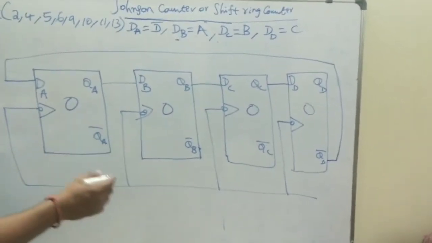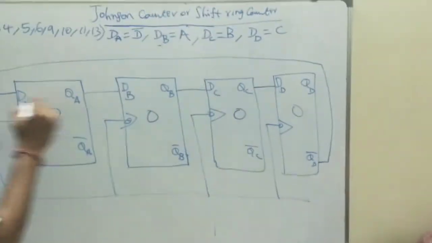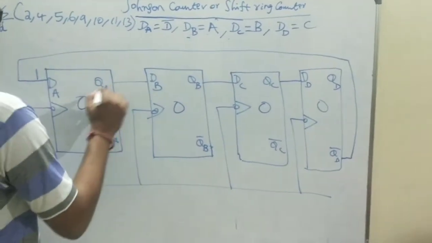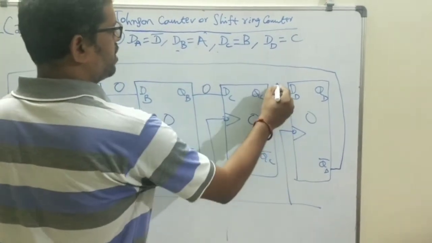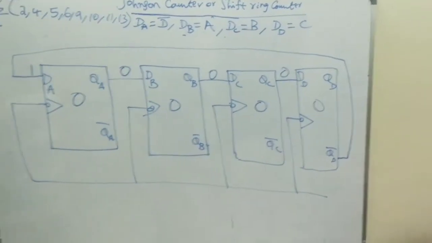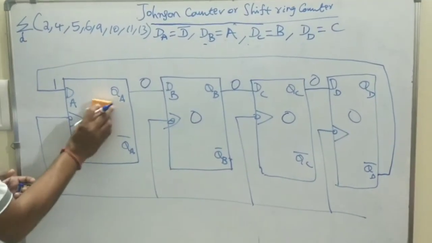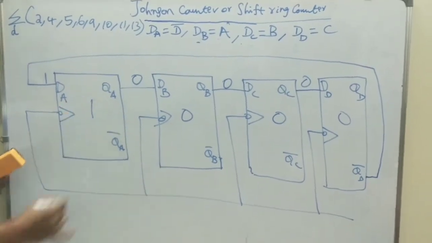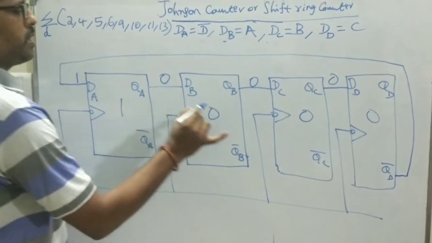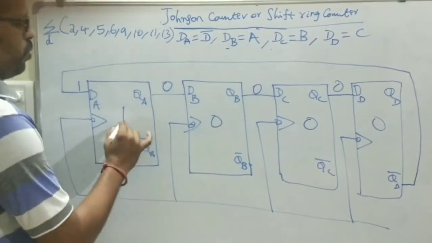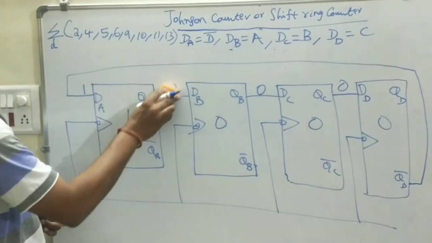So what is that? Here we are taking the value from the complement value, QD dash, so 0 becomes 1. DB takes the value of QA, 0. DC takes the value of B. DD takes the value of C. Now you apply the clock pulse. What will be the output? This becomes 1, this would be 0, this would be 0, this would be 0. Now the state is 1 0 0 0. Now we'll check for the next state.